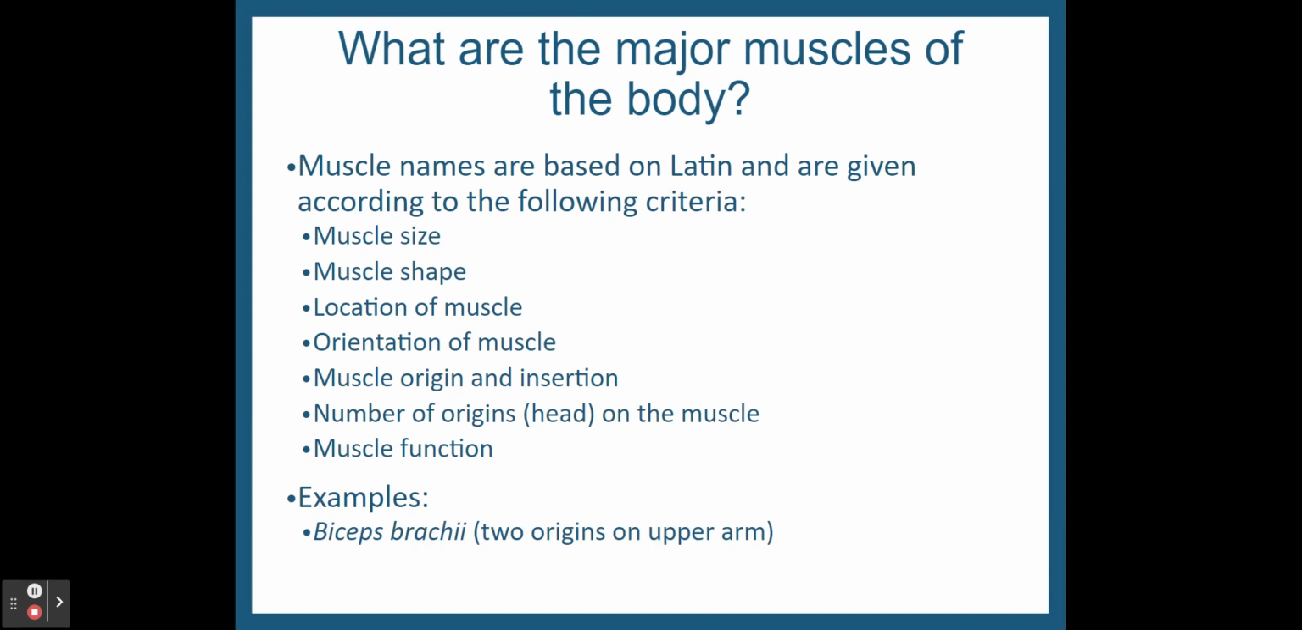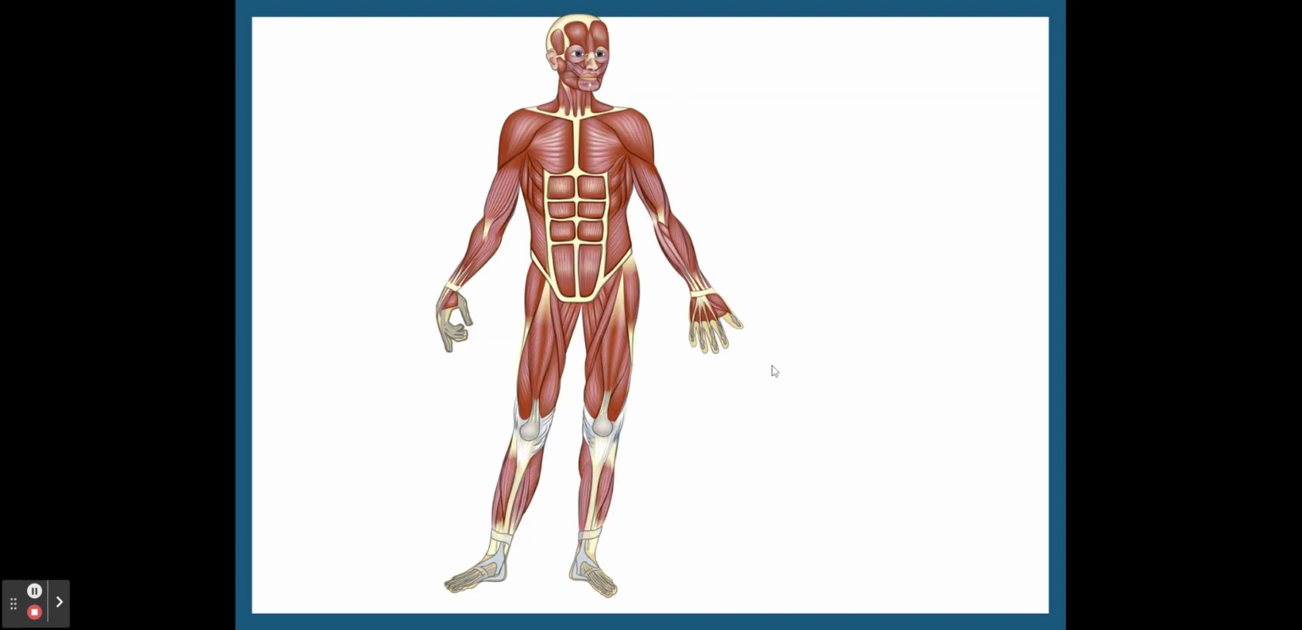So biceps brachii, the bi part tells you there's two origins, and this would be on the upper arm. Another name of a muscle would be deltoid. So think of the Greek letter delta here, which has 3 points on it. So this is a triangular-like muscle. Okay, so those are examples of how muscles are named based on Latin and according to that criteria.